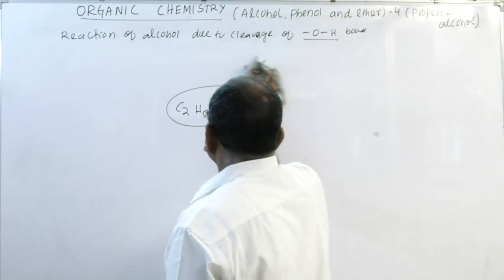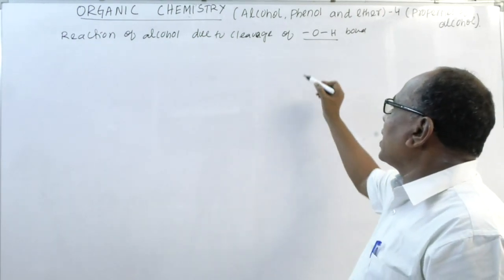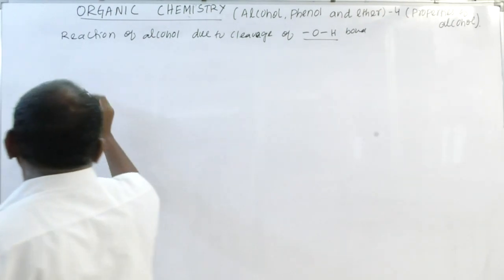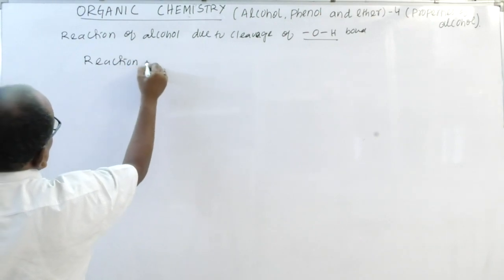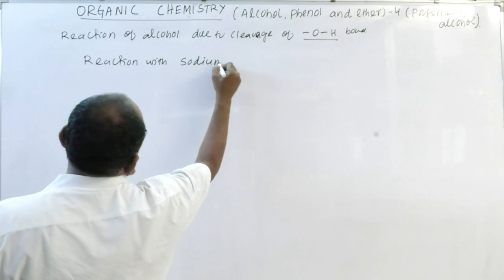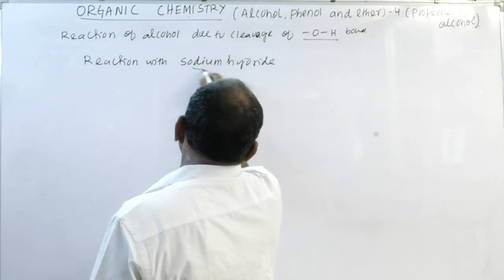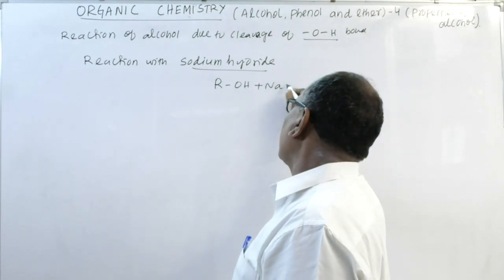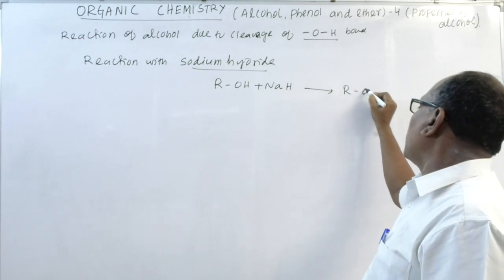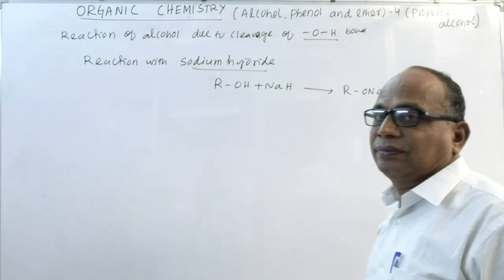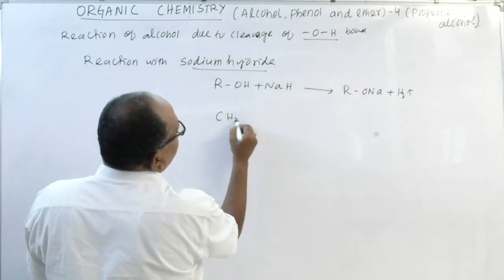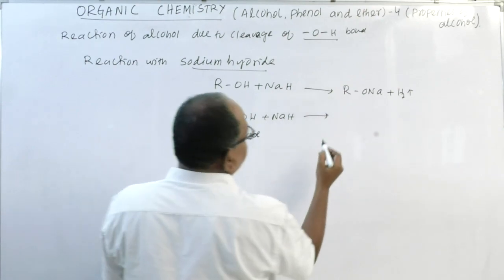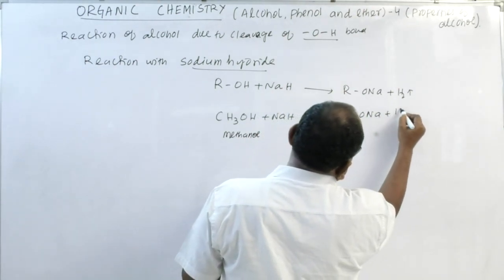Similarly, alcohol can react with metals like lithium as well as zinc. So, second, the reaction with sodium hydride. When alcohol reacts with sodium hydride, it gives sodium alkoxide plus hydrogen gas. Suppose you take methanol, that reacts with sodium hydride, it gives sodium methoxide plus hydrogen.